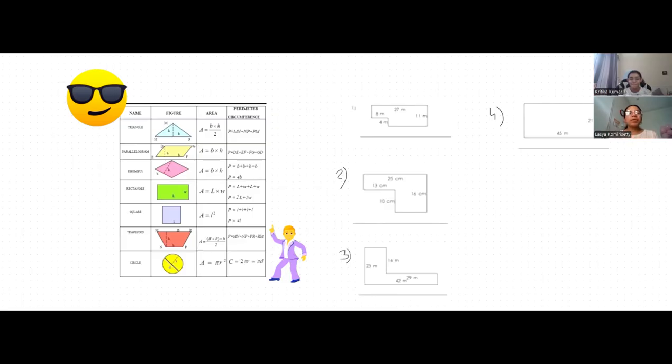Today we'll be learning about perimeter and area of 2D shapes, and our shapes in specific.